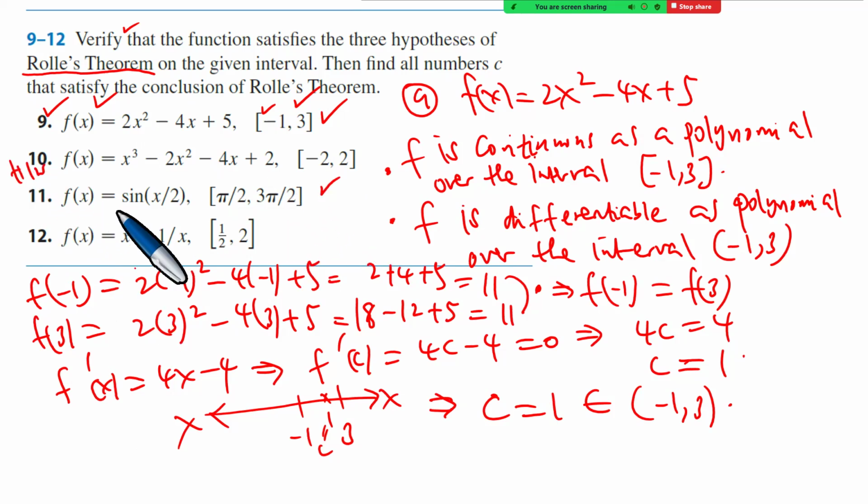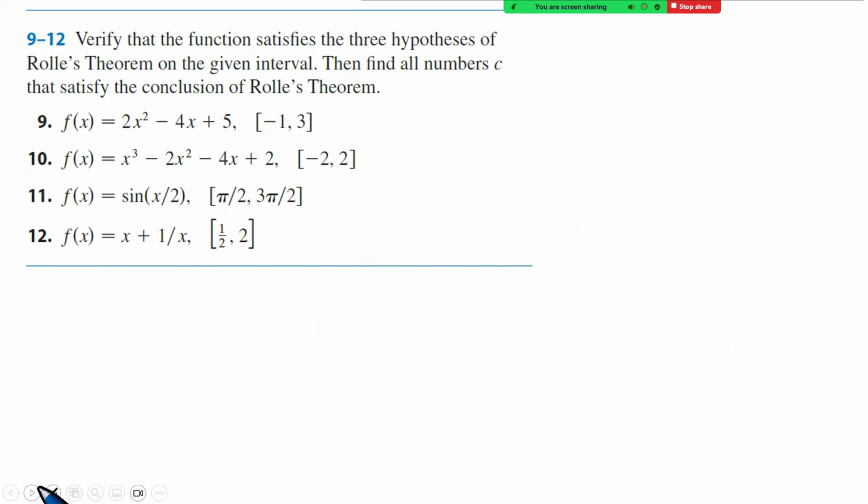I want to just do a trigonometric function, just for a change. Let us start with number 11. I mean, these are homeworks, we shall do them at some point. Now, let us look at Rolle's theorem. What kind of a function is this? It's a trigonometric function. So what are the three hypotheses?